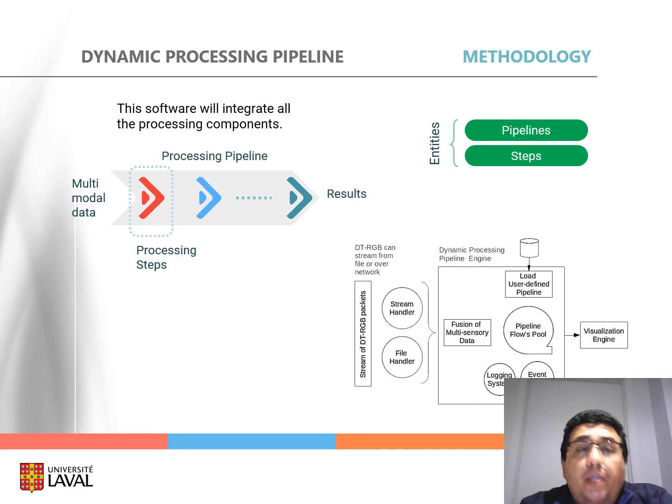Another software solution is dynamic processing pipeline. So actually this software will integrate all the processing components that we are using in this study. It has two main entities, pipeline and a step. So we will implement different methods, different algorithms, and we can use them as the processing step. The processing pipelines are the inspection pipelines that we intend to automate. So the system can feed the pipeline and visualize and record the results automatically, and the user can configure the pipelines using configuration files. So the amount of implementation will be minimal.